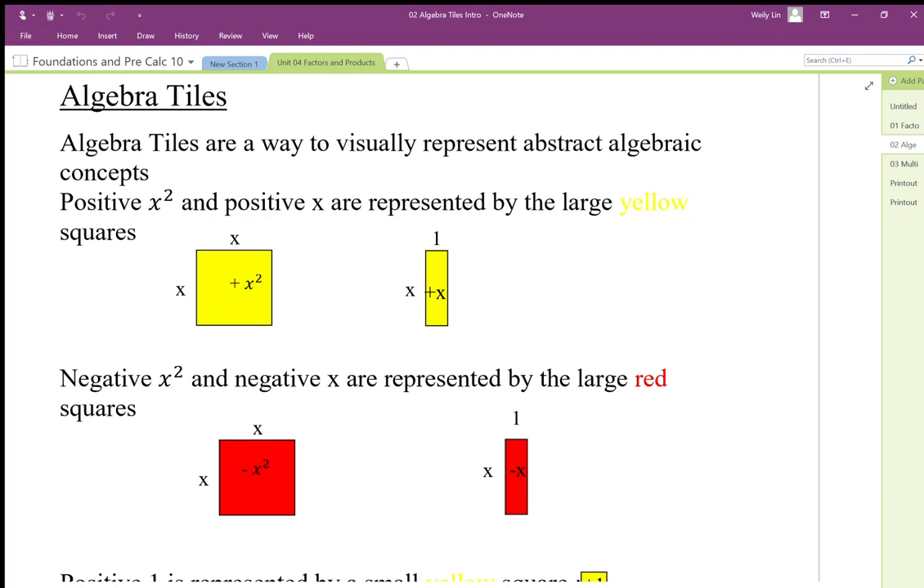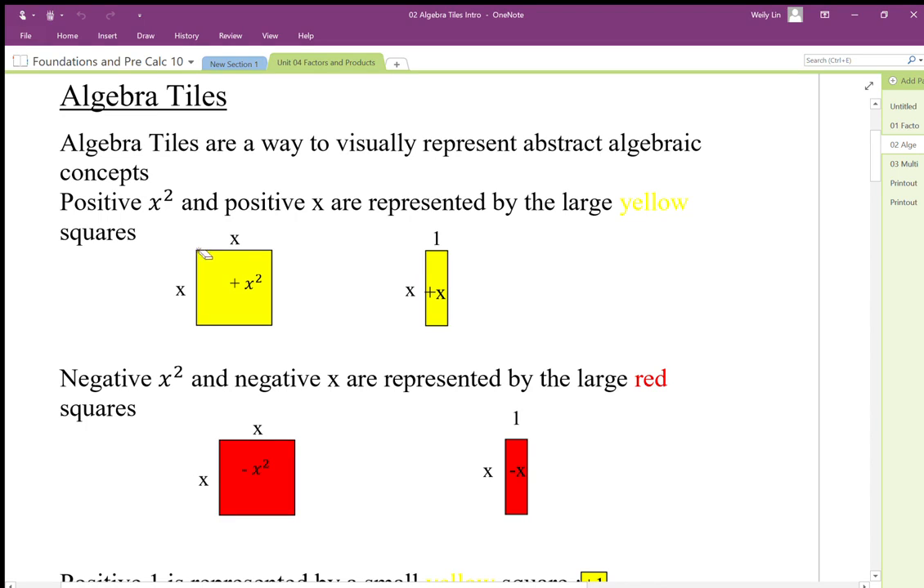We're looking at algebra tiles, and how we can use these algebra tiles to help us represent some algebraic concepts. Just to define these tiles, the positive tiles are going to be represented by these large squares, and the x squared is the area. Same with x. The algebra tile values, x squared and x, represent the areas of these tiles.